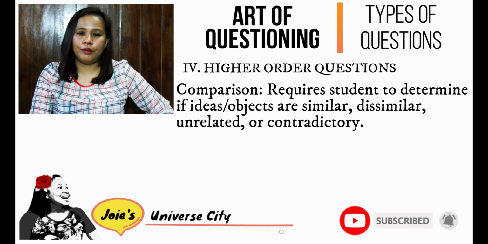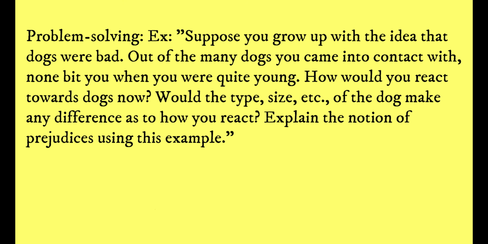Another evaluative question, or another question for higher order thinking, is when you ask students to solve a particular problem. Like, suppose you grow up with the idea that dogs were bad. Out of the many dogs you came in contact with, none bit you when you were quite young. How would you react towards dogs now? Would the type or size of the dog make any difference as to how you react? Explain the notion of prejudices using this example.